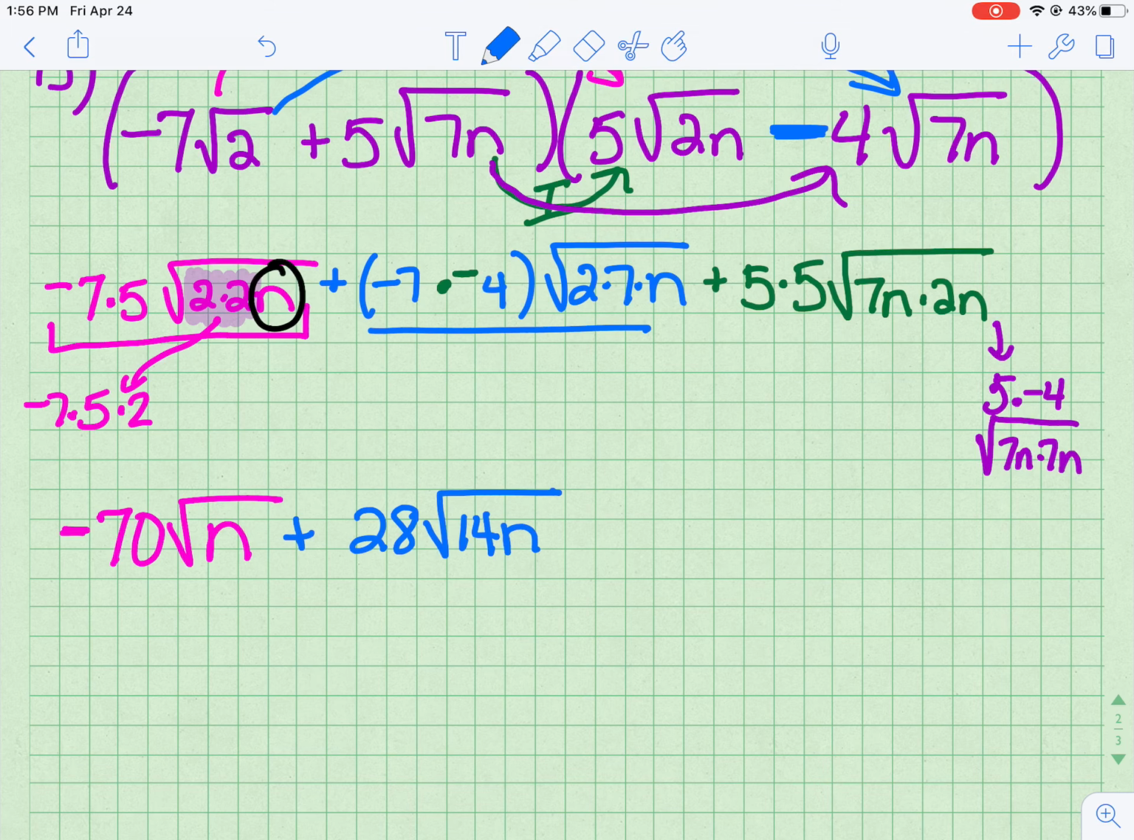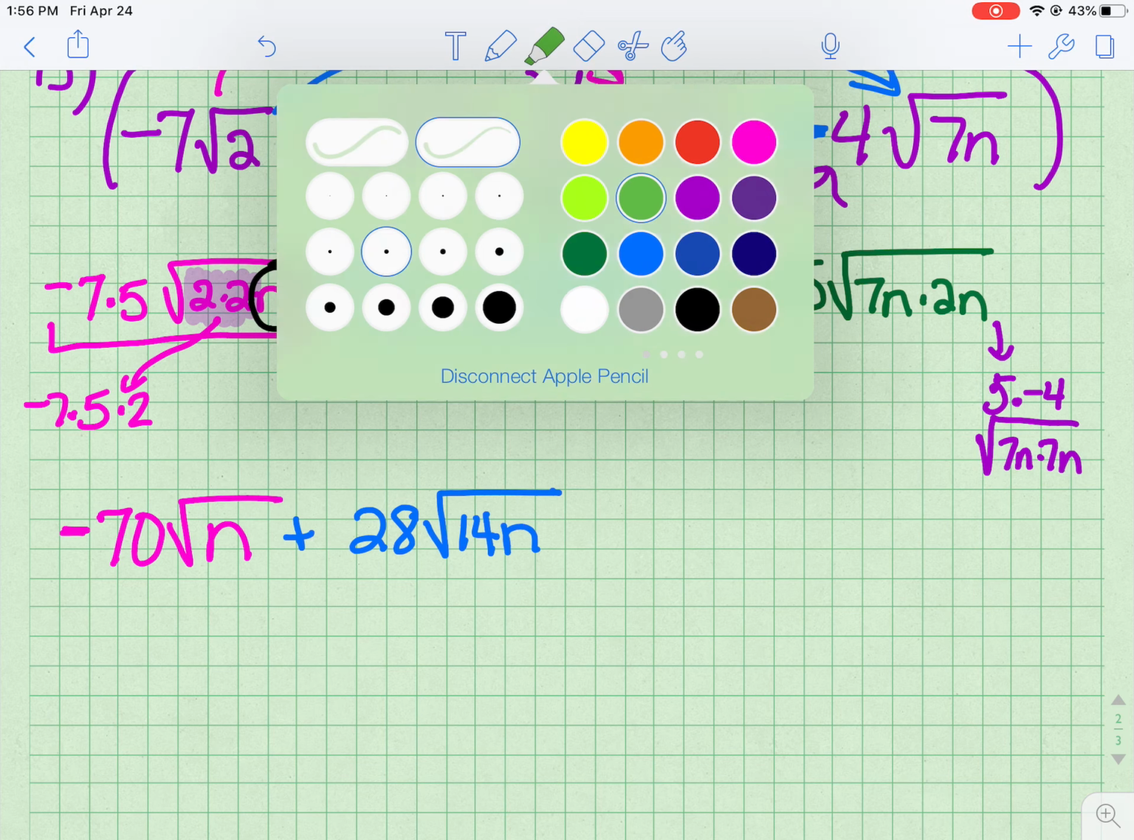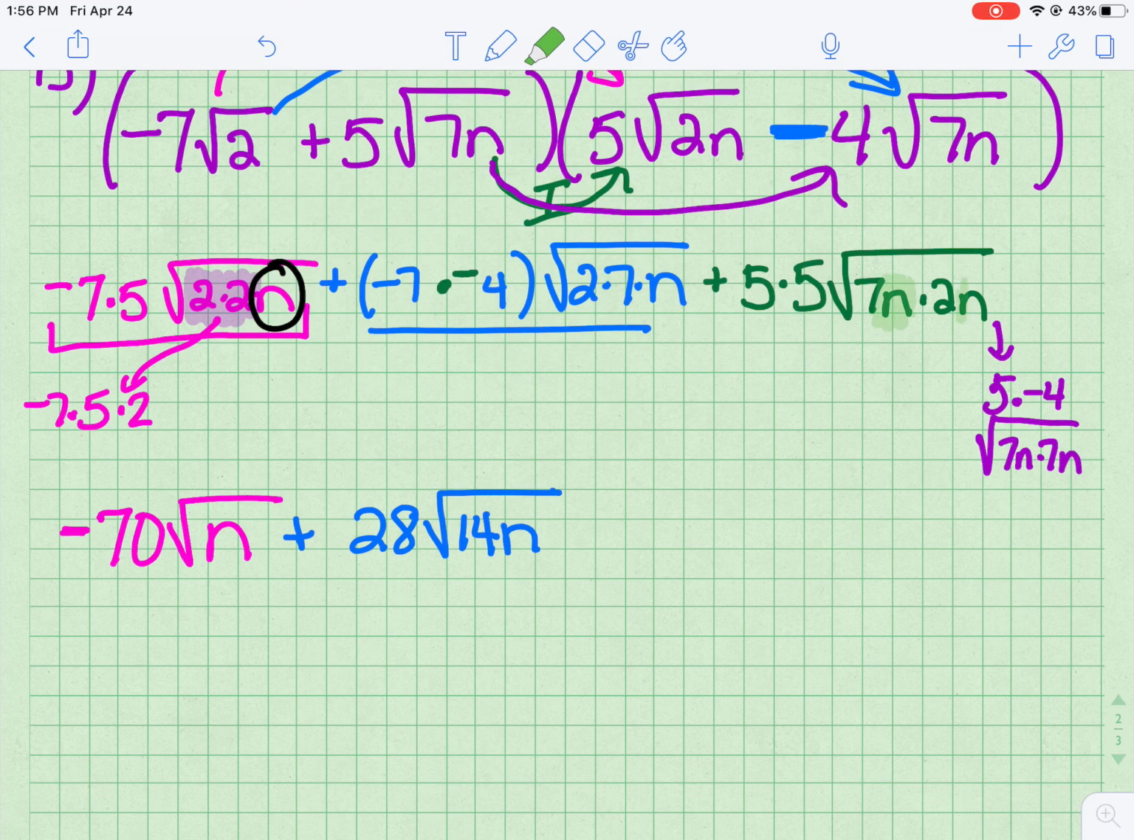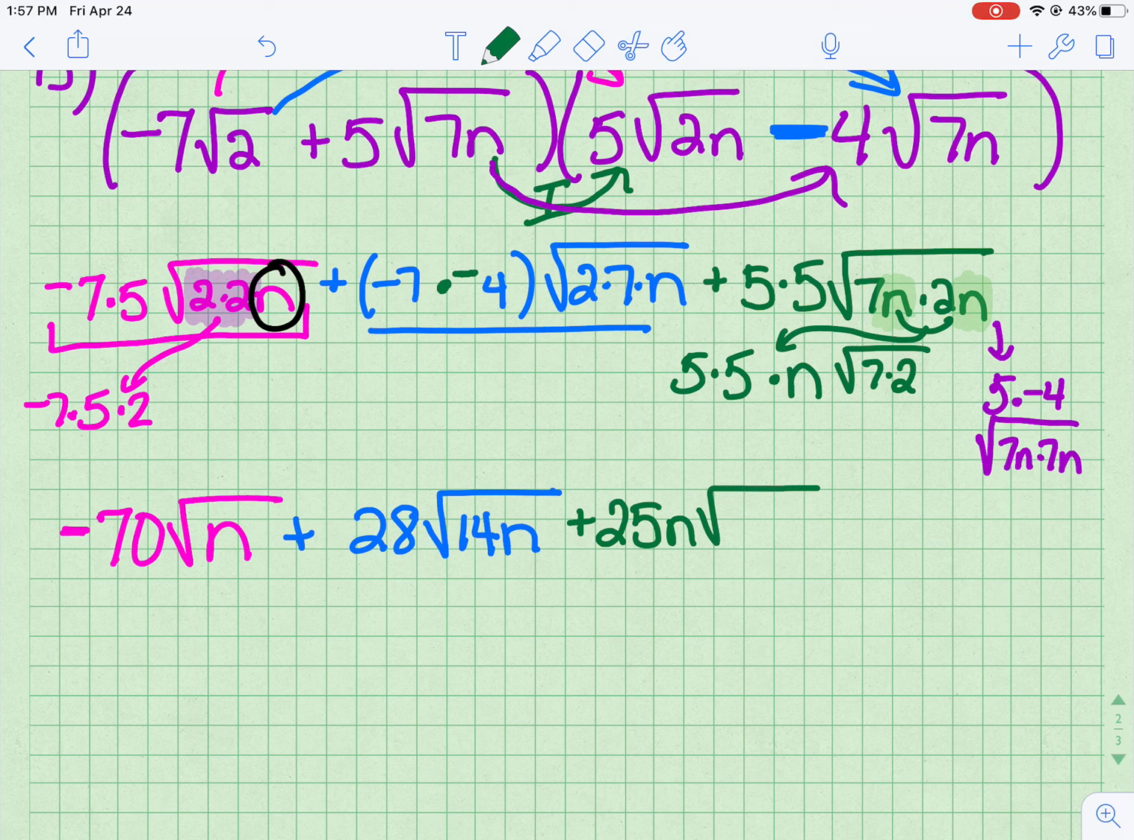Okay. All right, and so now let's go to the green one. And in the green one, we have an n. Whoa, that's not what I meant to do. I have an n and an n that can escape here. So we have the 5 times 5 that's sitting outside. The n that escapes, one of them doesn't make it. Whoops, that's an n. That's my outside. Left behind, inside is the 7 and the 2. So what we have is 25n square root of 14.